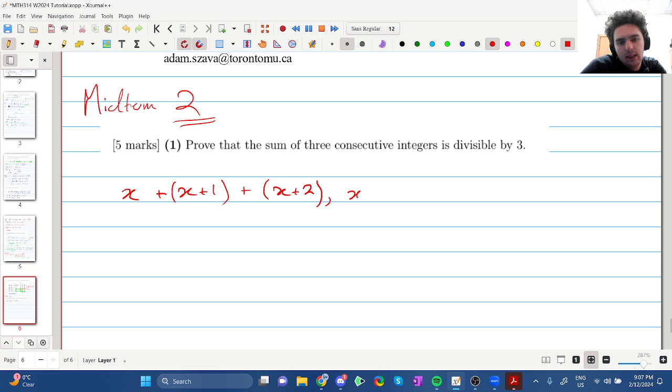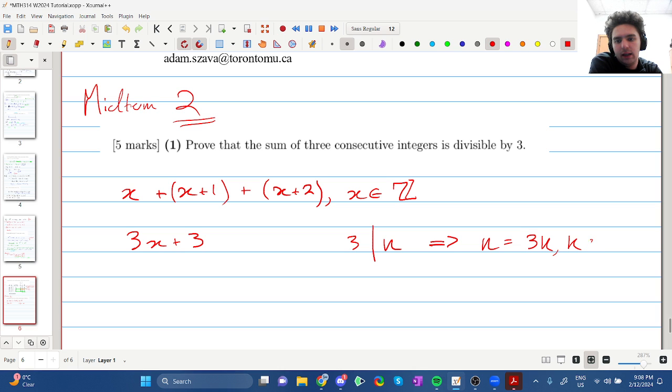Yeah, x is an element of Z. Okay, well, that's going to be 3x plus 3. Right? Okay, so now we're asking, is this divisible by 3? So let's say n, 3 divides n. N is divisible by 3, as in 3 divides n. It implies that n equals 3k for some k in Z. That's what it means for something to be divisible by 3, that it is a multiple of 3. I think everybody understands what a multiple of 3 is, so we just have to prove that it's a multiple of 3.